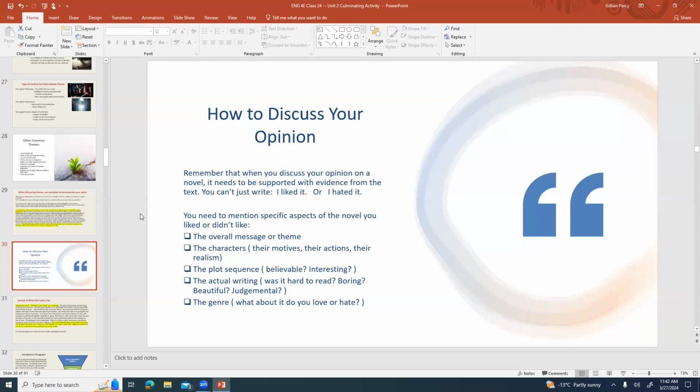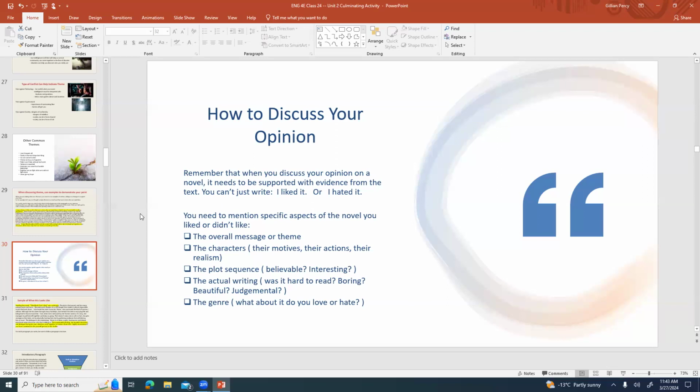You're going to need to mention specific aspects of the novel that you liked or that you didn't like. What was the overall message or theme? Did you like it or did you not like it? The characters. Was there stuff that you liked about them or didn't like? Their motives, their actions, their realism, the plot sequence. Did you think the things were believable or interesting? What did you feel about them? The actual writing itself, like the style they wrote in. Was it hard to read, boring, beautiful, judgmental?